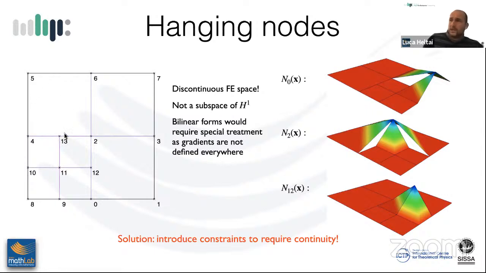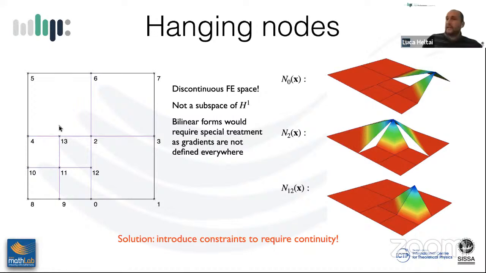So these nodes here are usually referred to as hanging nodes, in the sense that they hang on one part of the face with respect to the other part of the face. So when you have hanging nodes and you try to apply the definition, for example, of a Q1 finite element space, the Q1 finite element space, questions?